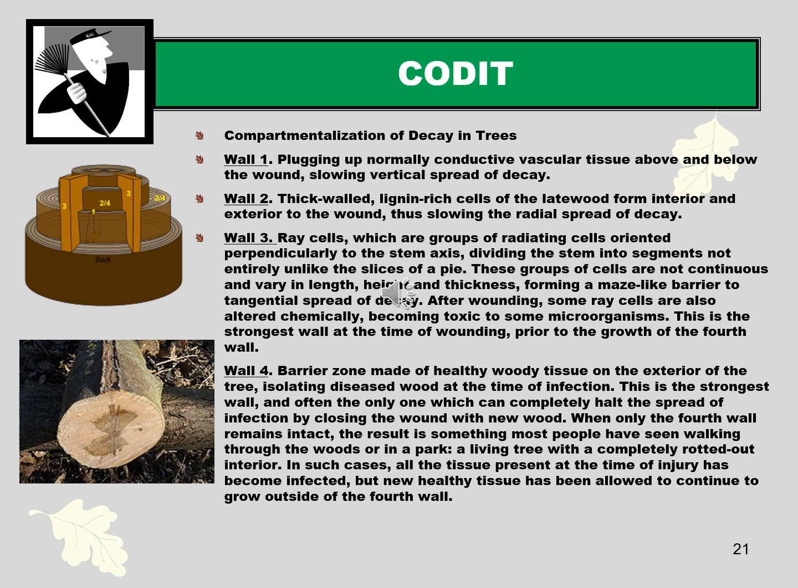There's a lot of text in this slide, and you can read through all of it if you like, but also listen that the main idea is this acronym called CODIT, compartmentalization of decay in trees. If trees get some decay in them, they will naturally seal off that area of decay by plugging up the cells around it, especially in the wood, the xylem, so that decay can't spread.